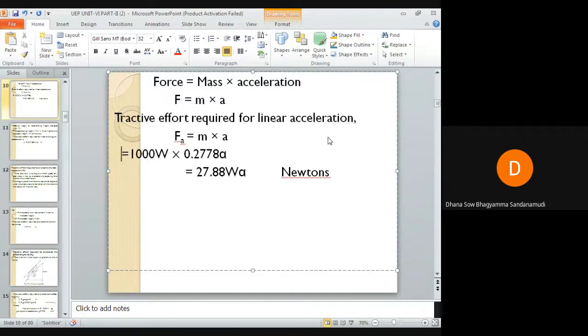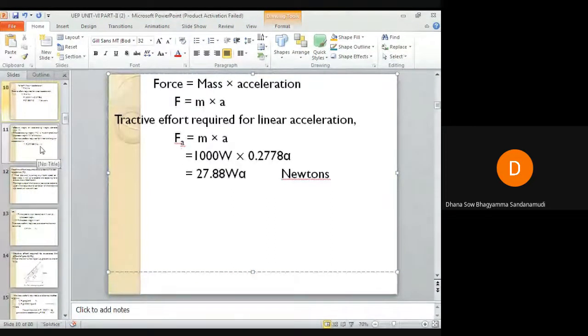So the tractive effort required for linear acceleration is Fa equal to m into A. Acceleration is 0.2778 alpha. You just multiply it, and you will get 277.8 W alpha. W is not watts, it is the weight of the train in tons. So you have got an expression for Fa.